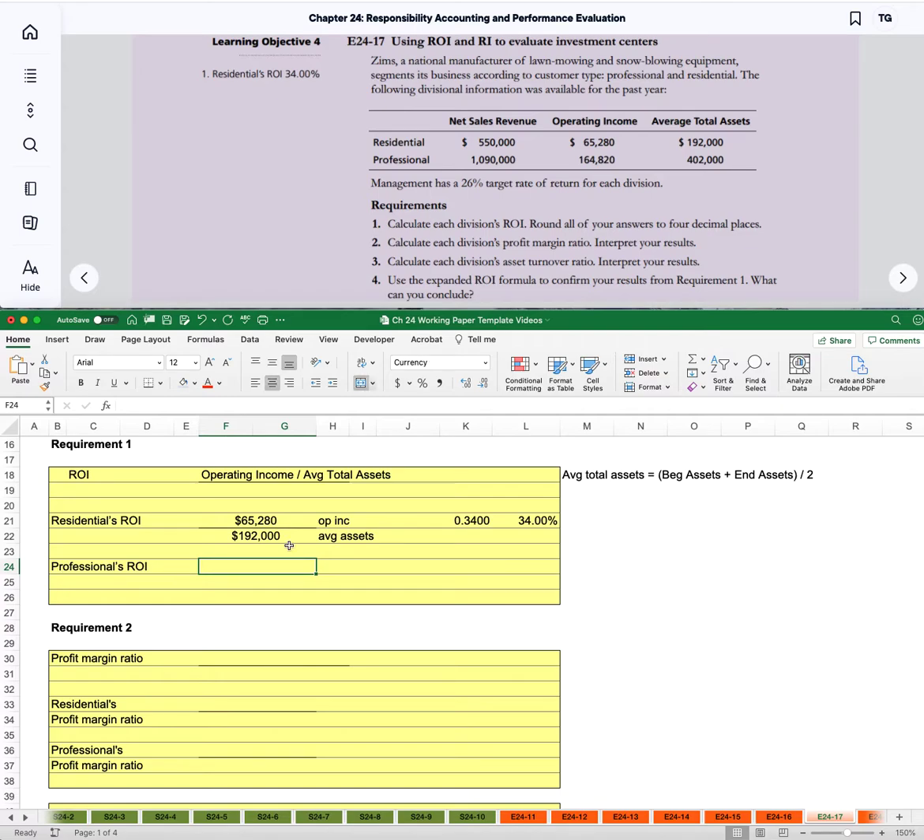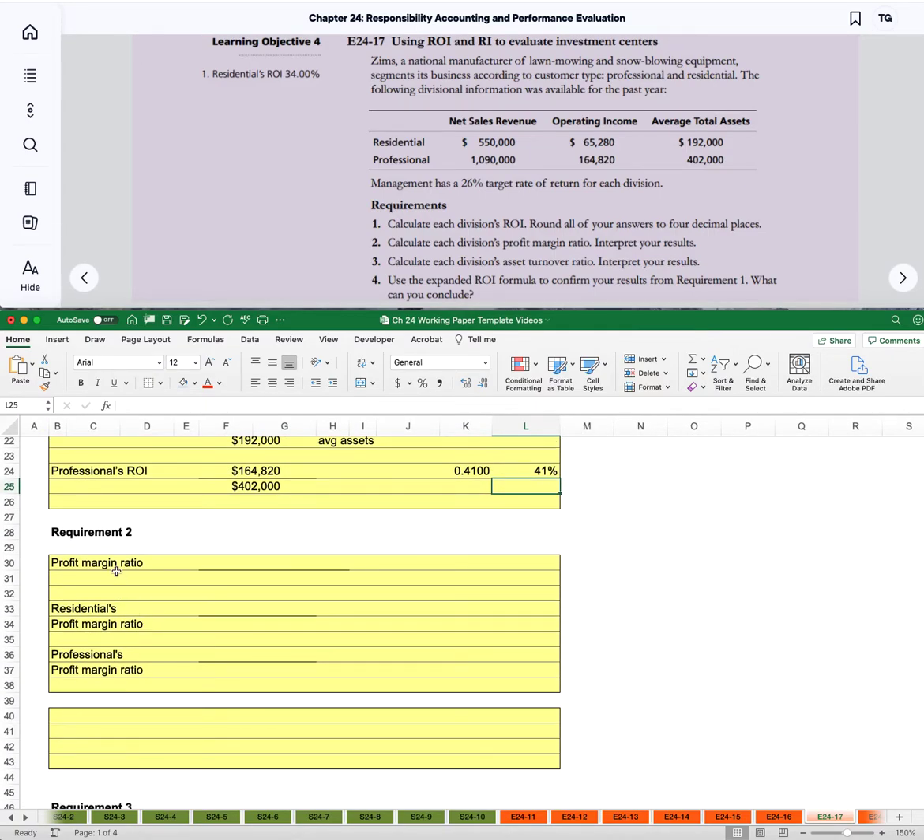And so for professional, we'll do the same thing. We'll just pull down operating income 164,820, average total assets of 402. Then over here we can divide those, and we have 41%. And so based off of just requirement 1, return on investment, we have 41% for the professional division and 34% for the residential.